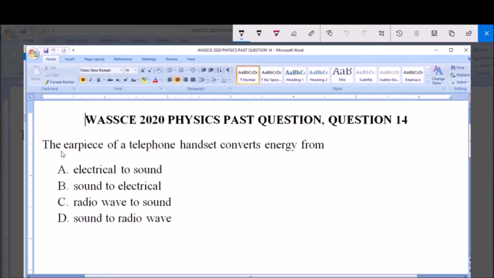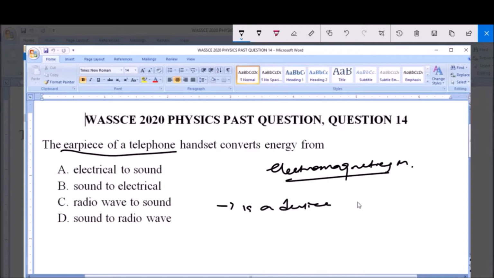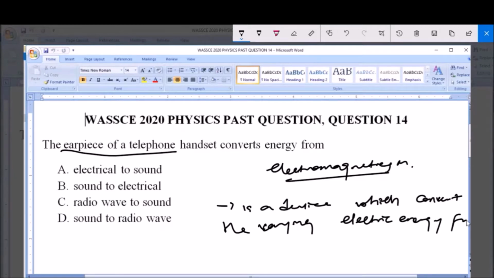Now, the earpiece of a telephone works on the principle of what? Electromagnetism. It works on the principle of electromagnetism. Now, the telephone earpiece is a device which converts the varying electric energy from the microphone. That is, it receives electric energy from the microphone and converts it into what?